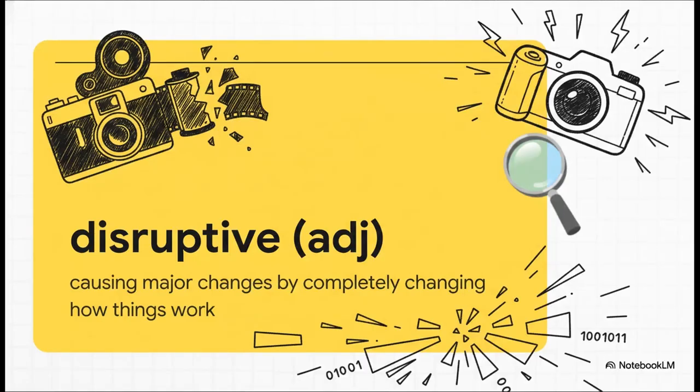Now, some ideas don't just spread quietly. Oh no. They show up and flip the whole table over. For that, we have the perfect adjective, disruptive. A disruptive technology doesn't just make things a little better. It totally changes the game, often making the old way obsolete. I mean, think about what streaming services did to video rental stores. That wasn't just a change, that was a disruption.